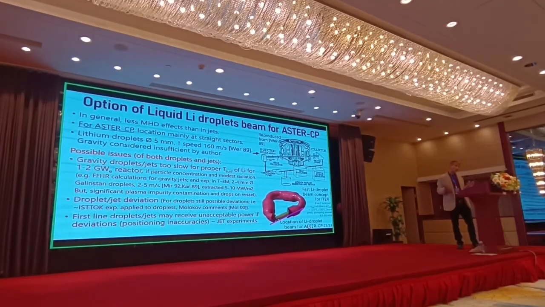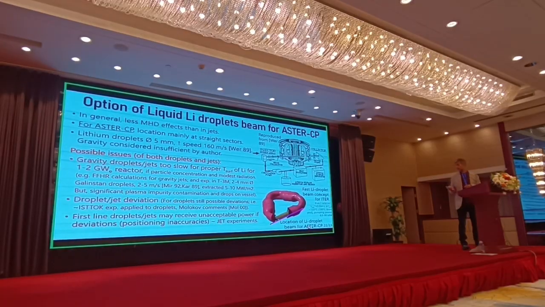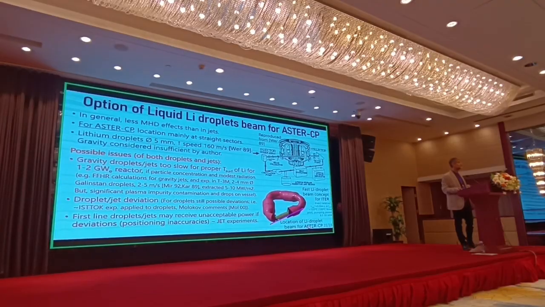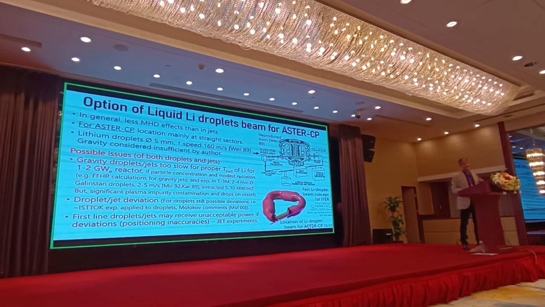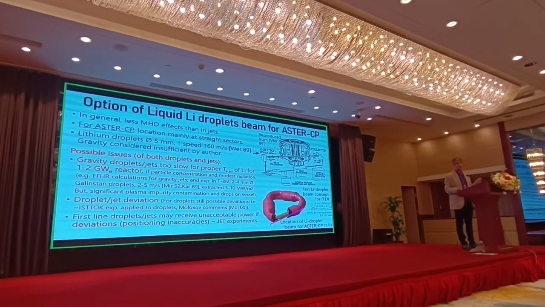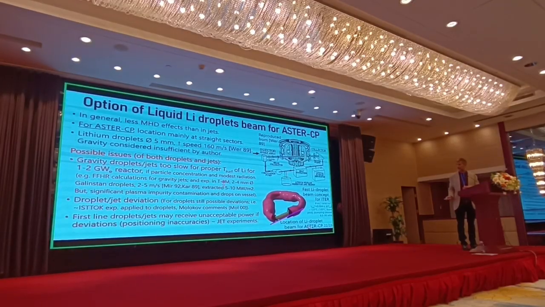Another option would be beams of droplets at high speed, like was proposed for ITER in this paper, at 160 meters per second. But all the concepts have some problems, both for droplets and for jets. One problem: it seems that gravity jets or droplets are not enough for reactors because of the power that you can extract in principle. We calculated that. It also happened in the force-free helical reactor, and also some results from the T3M tokamak.